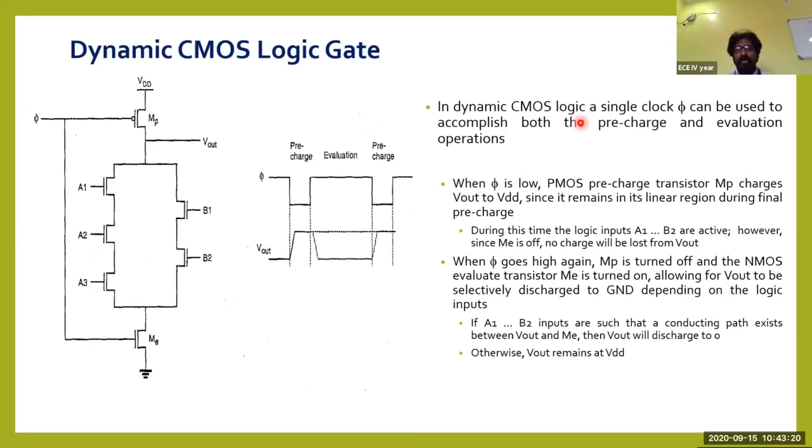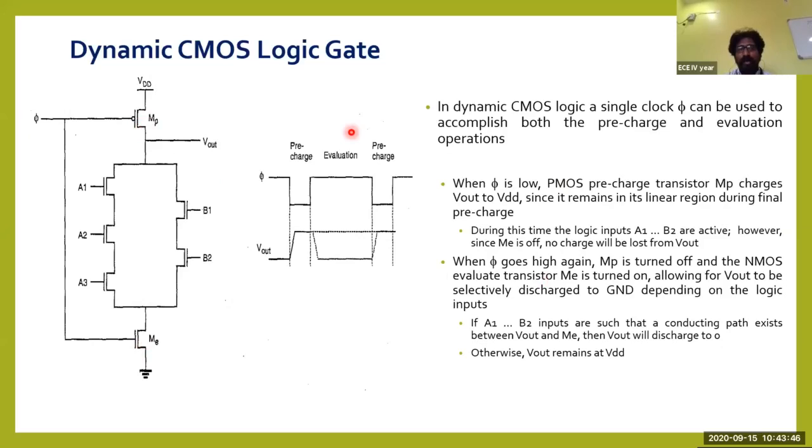In the dynamic CMOS logic structure, a single clock phase, phi, is being used, and that gives the evaluate and pre-charge states. Evaluate means what? Clock equal to 1. Pre-charge means what? Clock equal to 0. Whenever the clock equal to 0, that is a low state. Now what happens? Only the PMOS is turned on, and the footer NMOS is turned off.